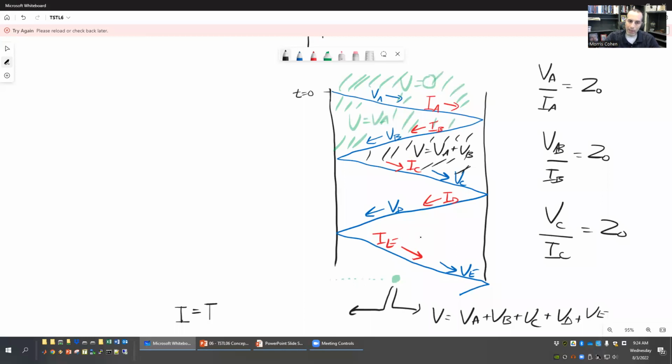So the way I represent that is I'm going to have an IA, but I have to subtract IB because IB is moving in the opposite direction. Then I'm going to add IC because it's positive going. I'm going to subtract ID, and then I'm going to add IE. Okay? So at this location right here, we've got a total voltage where we just sum up the voltages of all the waves that go by. And we have a total current where we sum up the same currents, except we have to add a negative sign to the negative going waves.